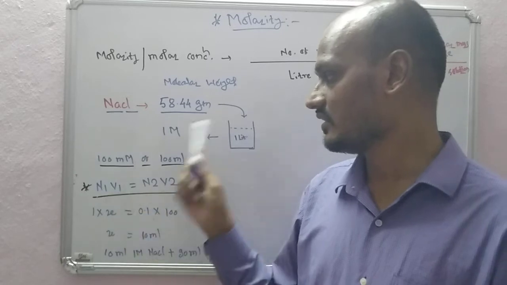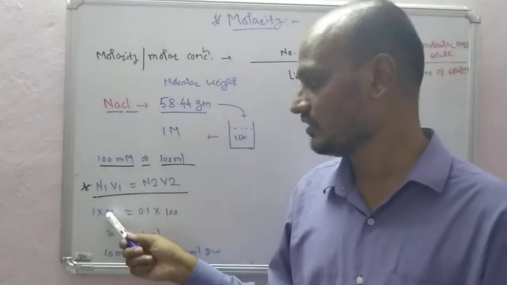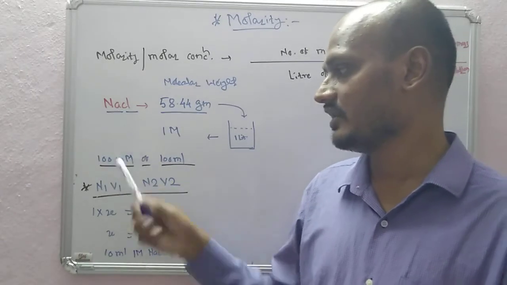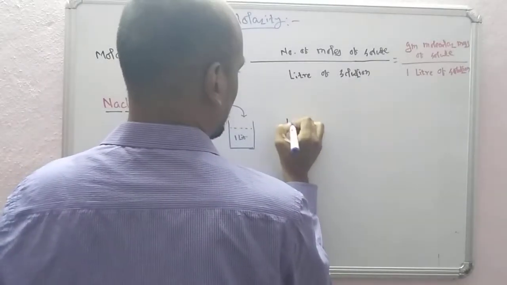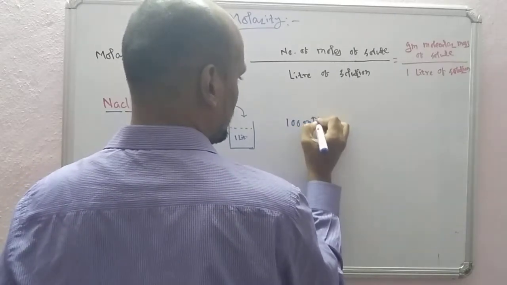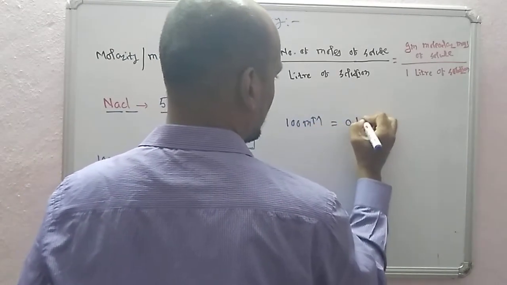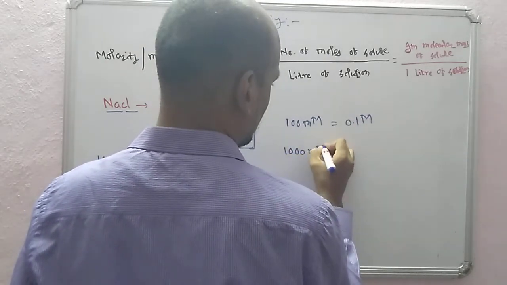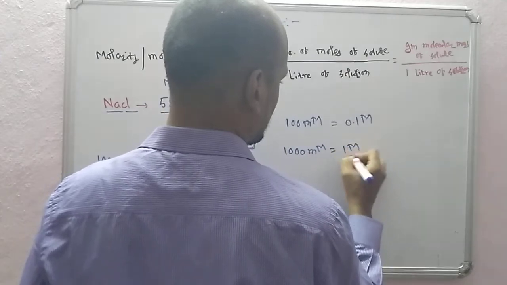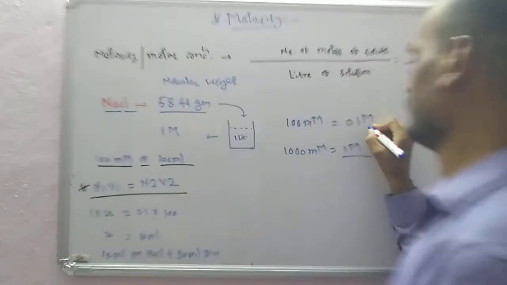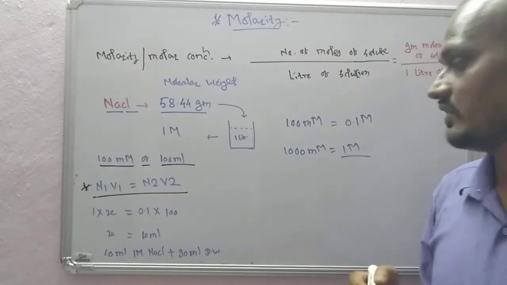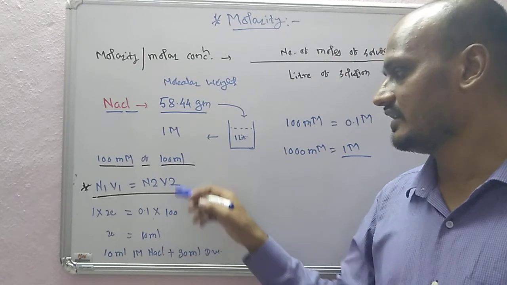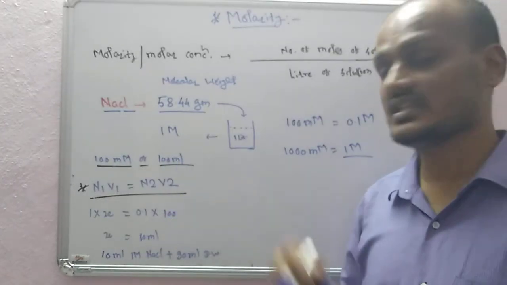How much volume do we want to take? We don't know, so we keep it as X. How much N2 do we require? 100 millimolar, which means 0.1 molar, because 1000 millimolar is equal to 1 molar. If you are taking 10 times less, we divide by 10, so it becomes 0.1 molar. So we take 0.1 and multiply it by 100, because we require 100 ml of solution.